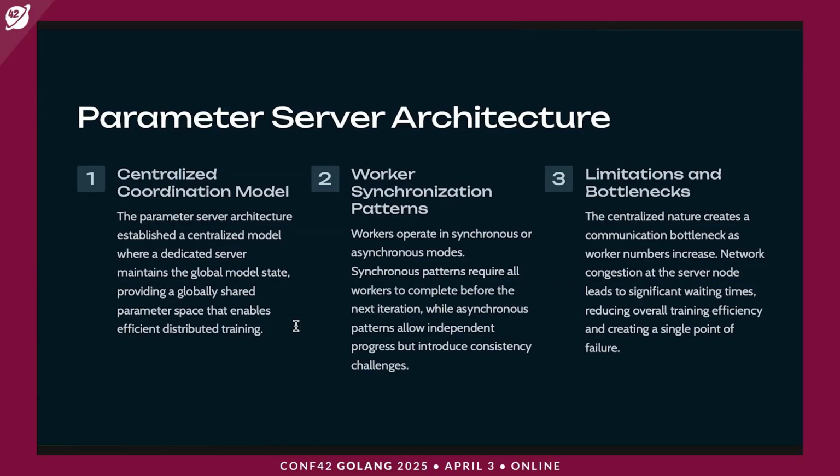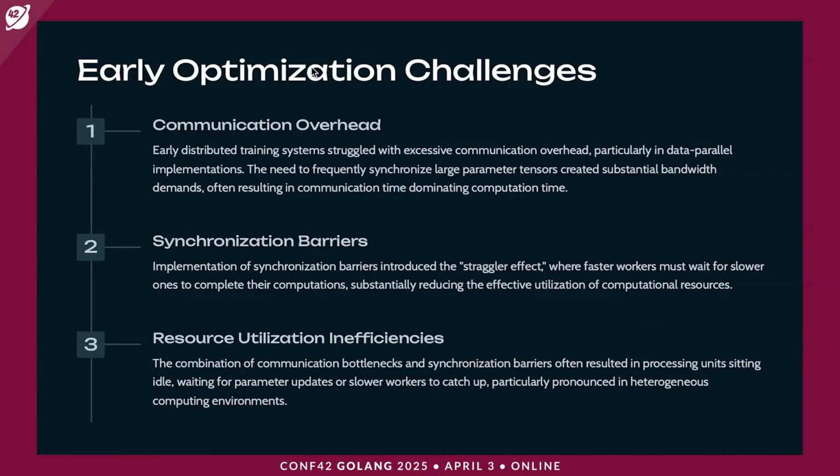Early optimization challenges specifically stood out. The first was communication overhead: the frequent syncing of massive tensors overwhelmed the bandwidth. The second was the straggler effect: in the synchronous setup, slow workers held everyone back, like waiting for the last hiker in the group. The third was idle resources: GPUs spent time waiting instead of computing, especially in mixed hardware setups.